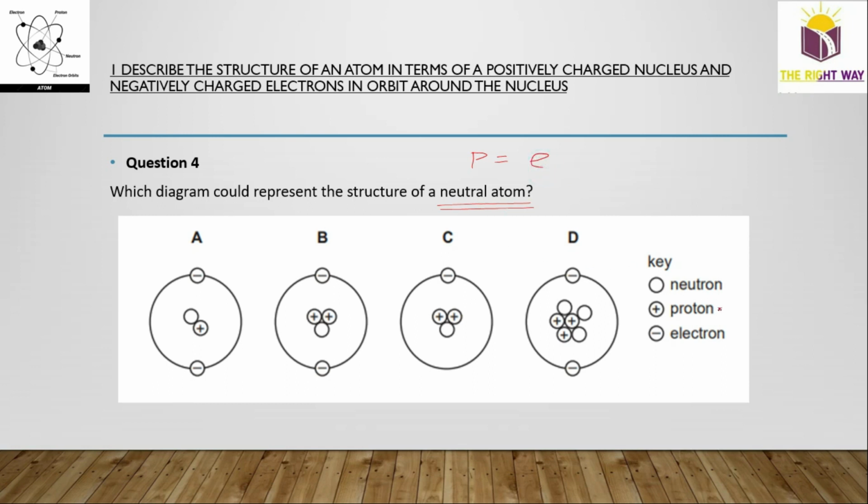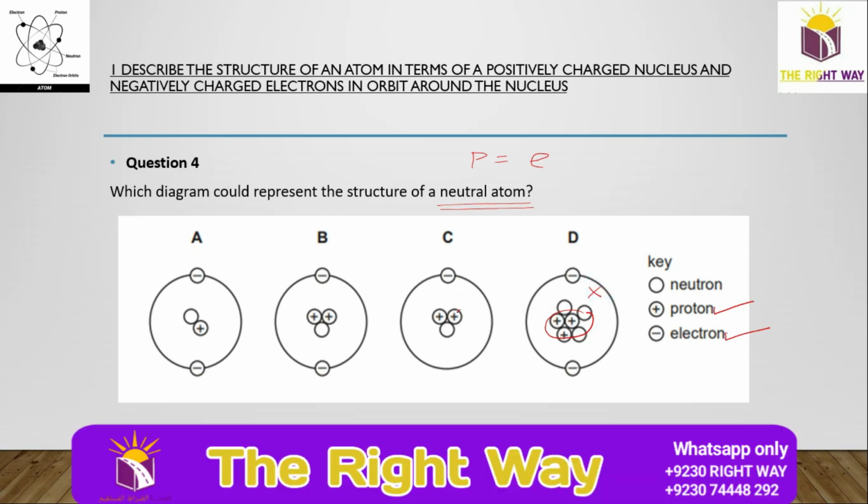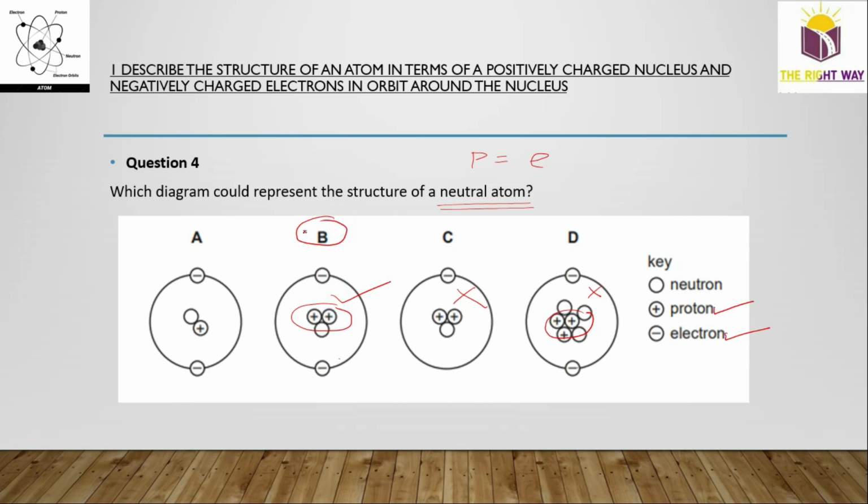So a proton is represented by a plus circle, an electron is represented by a negative circle. So here are 2 electrons and 3 protons. So these are not equal. 1 electron, 2 protons, not equal. 2 electrons and 2 protons, this is the right option. B is your right option. And the first one, 2 electrons, 1 proton, is also not equal.